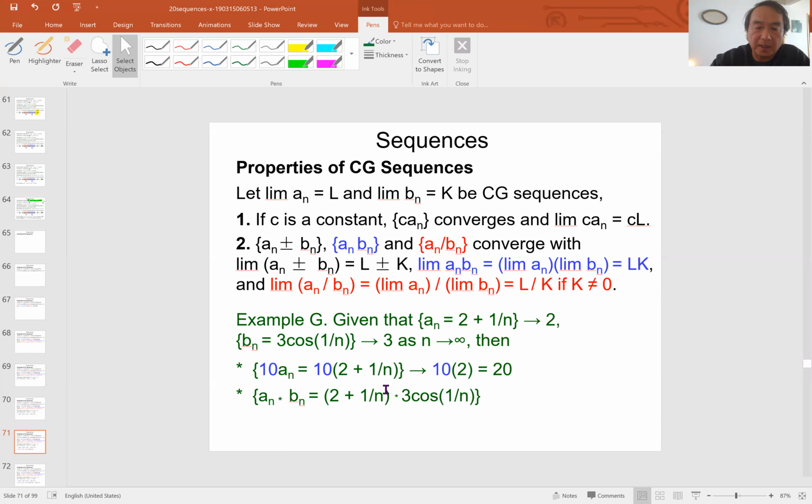So if I look at the limit of this times the limit of this, it will be the limit of the product. So I can break up the limits into components, find the limits of the components, and then put them back together using arithmetic operations. Okay.